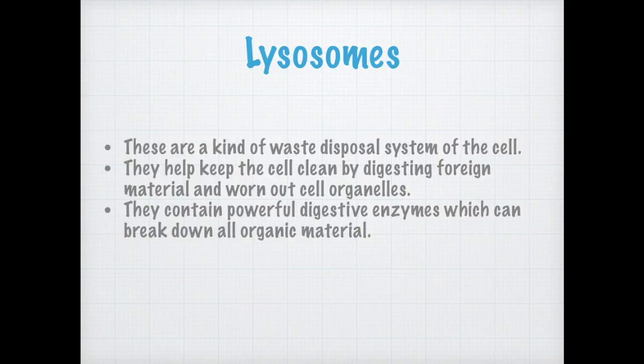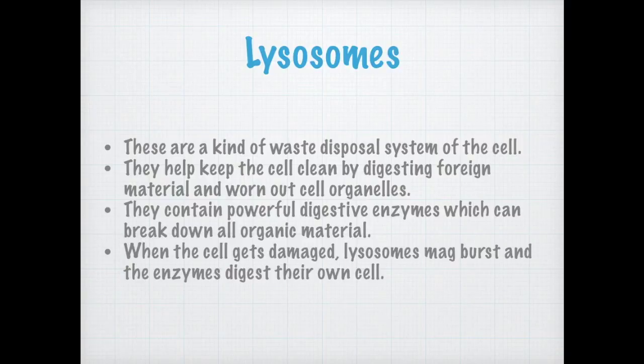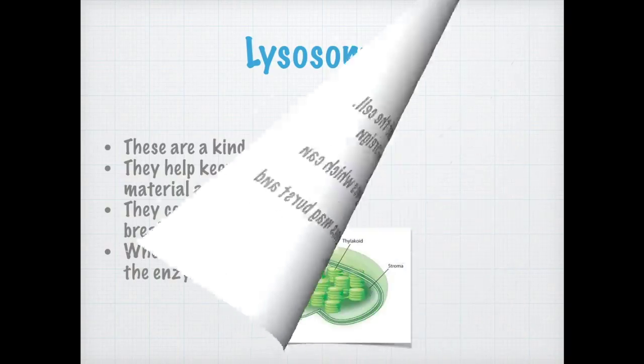They also contain very powerful enzymes, which can break down all organic material. This is a very useful point. All the organic material can be broken down by the lysosomes, and when the cell gets damaged, the lysosomes may burst and the enzymes digest their own cell. It's not supposed to be 'mag', it's supposed to be 'may'. So when the cell gets damaged, the lysosomes basically eat up their own cell, eat up their own home.